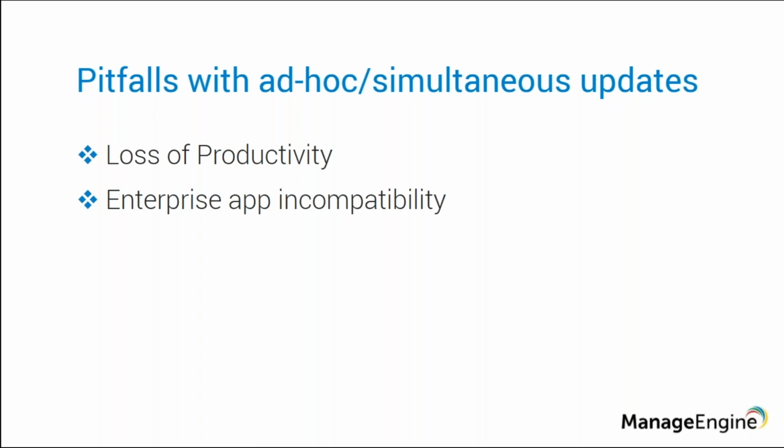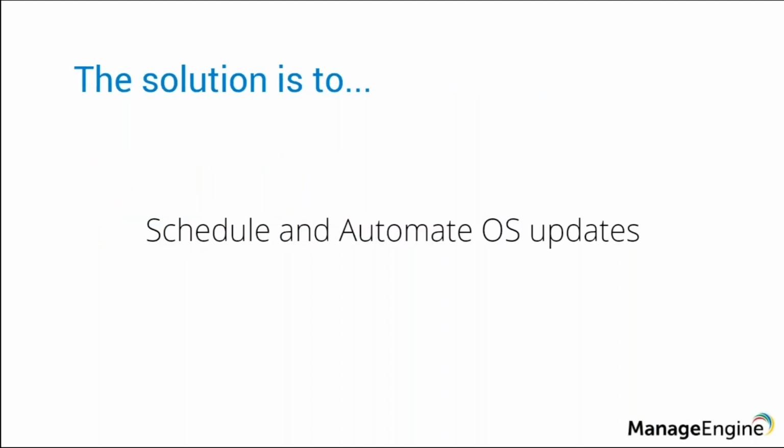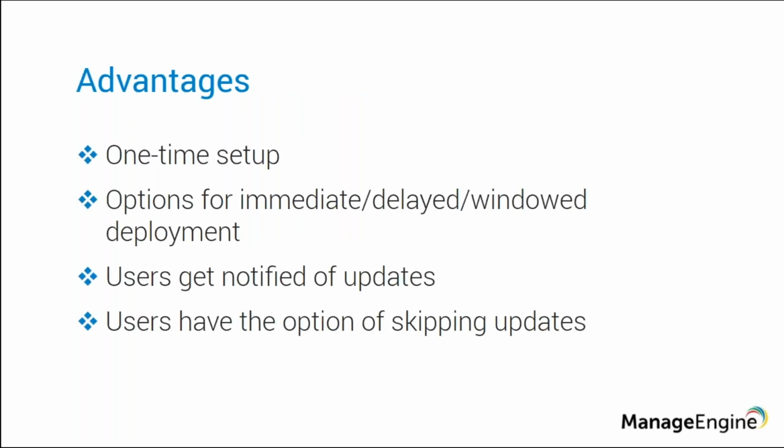Also, if you have any enterprise apps and you push this particular update without testing it on a device with all the apps, to be precise, there might be a few enterprise apps that may not be compatible with the latest OS update. Also, when the OS update happens simultaneously, it will ultimately lead to bandwidth choking. Now, the answer to all of this is, of course, to schedule and automate OS updates.